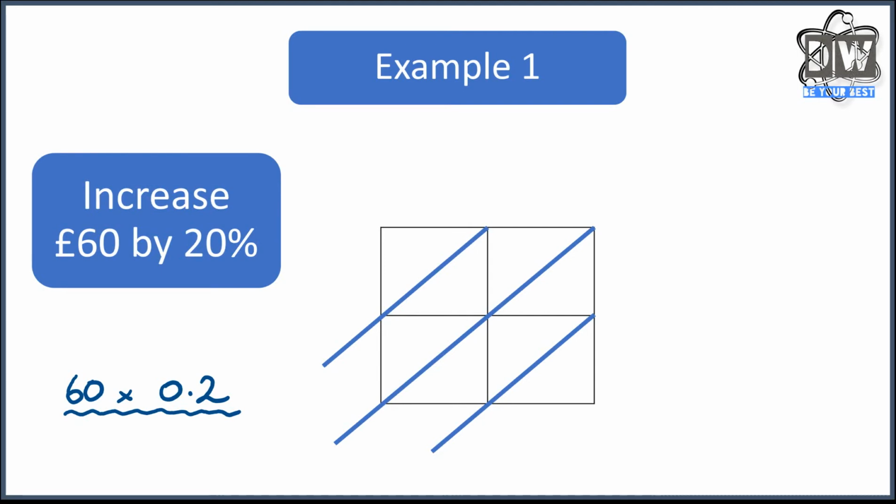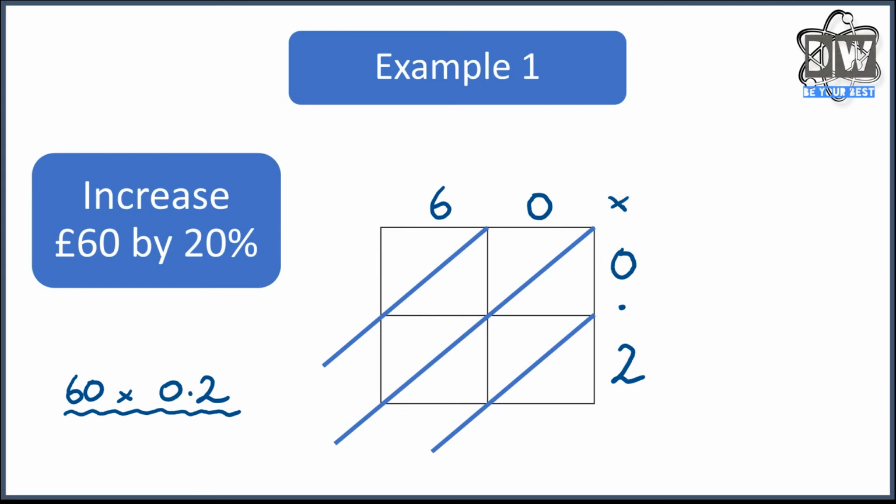So let's do that now using the lattice method. I've got 60 on the top and we're going to times that by 0.02. Now again, I don't always do 0.2. I might use just 0.2 and you'll see that in future examples. But on this occasion, just to get us started, I'll do it out in the longest form possible. So you can see there my 60 timesing by my 0.2.